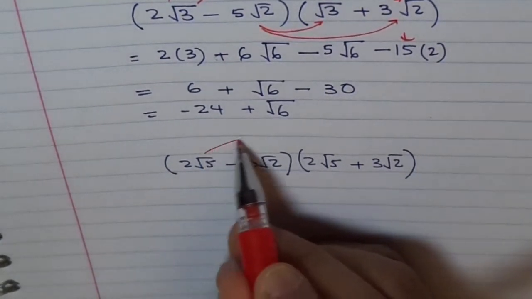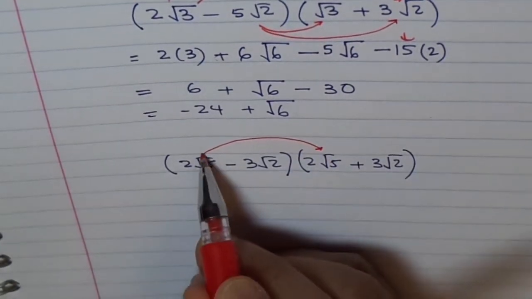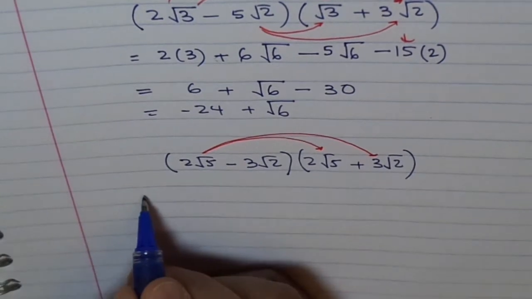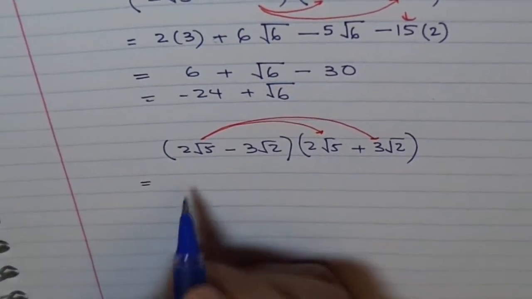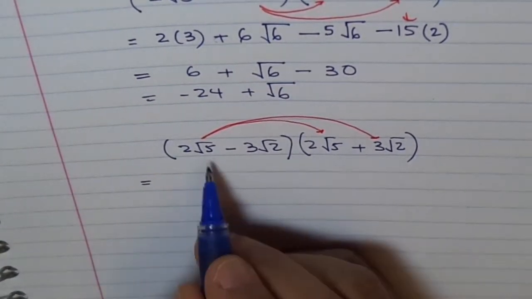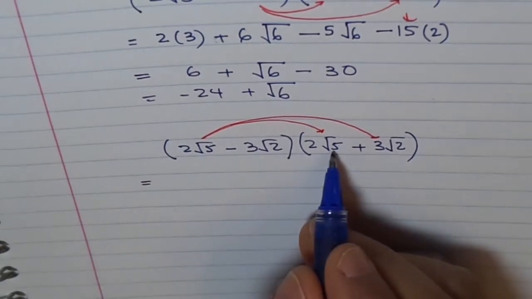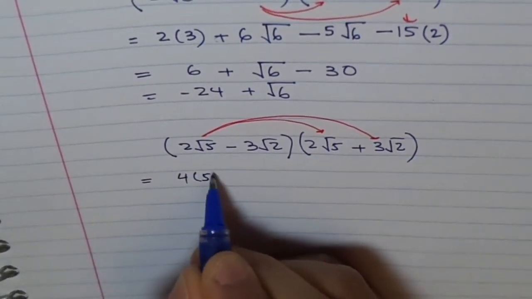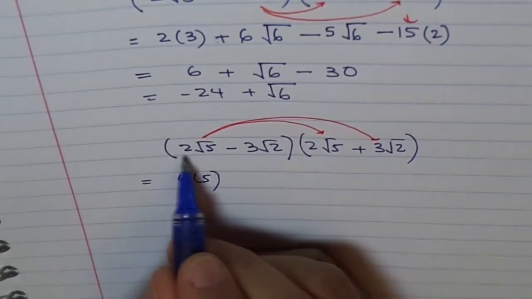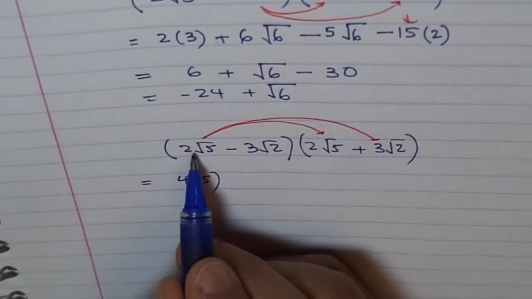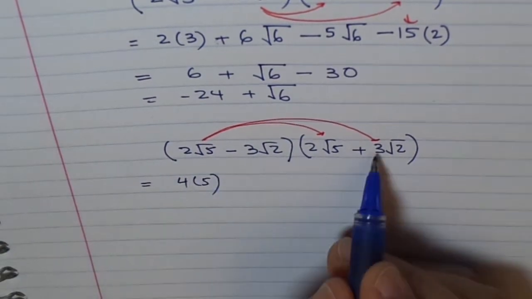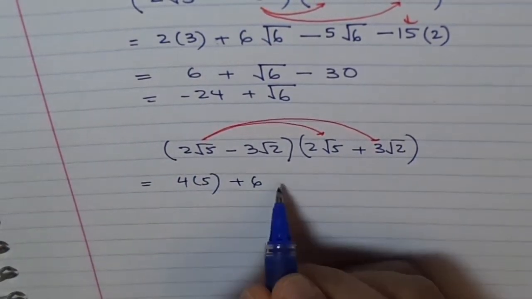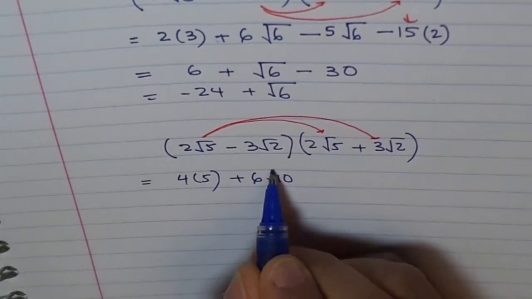We'll do the same thing here, multiply this with this and then with this, right? Now if we do so, we get 2 times 2, 4, and square root of 5 times 5 is just the number 5. So it is 4 times 5, which is basically the square of this, right? Now when you multiply this, you get 2 times 3 is 6, and square root of 5 times square root of 2 is square root 10.